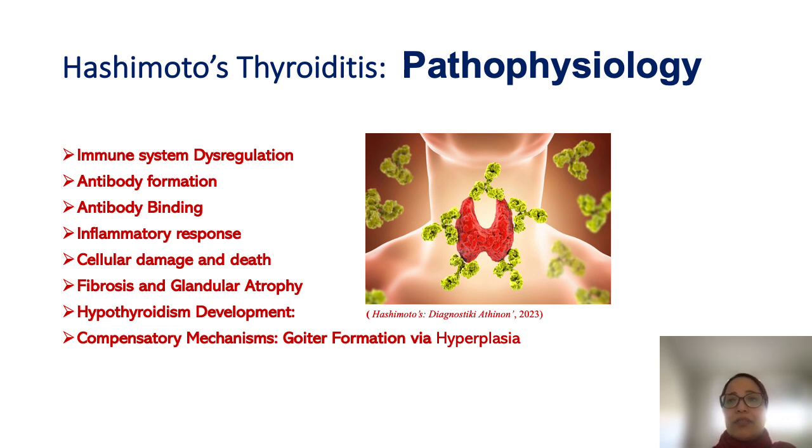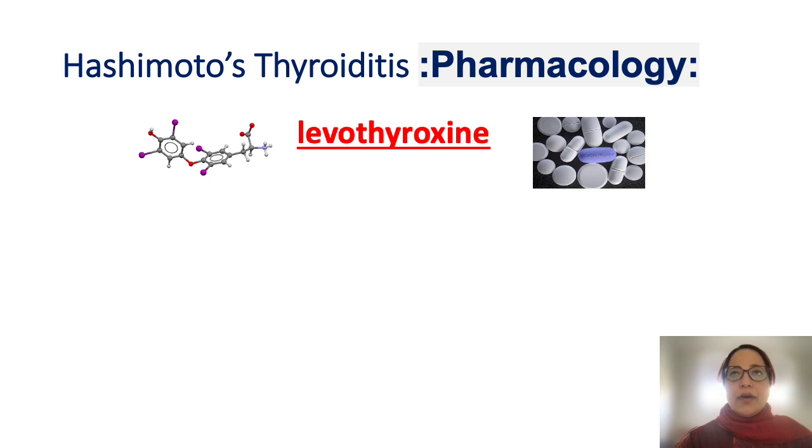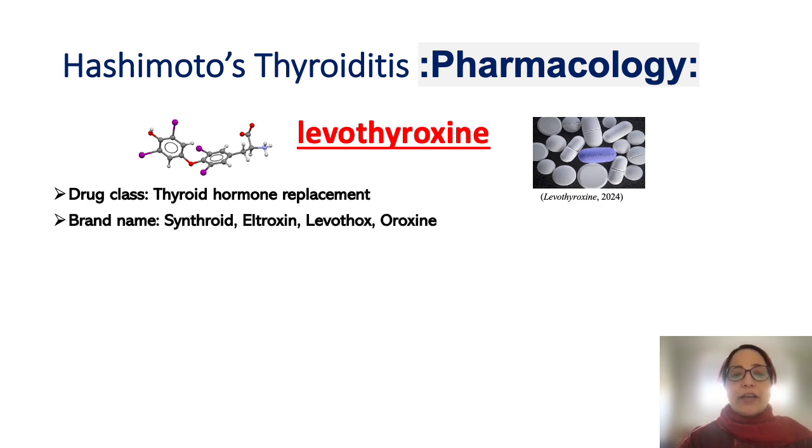Therefore, clinical manifestations presented in the patient for the same reason are fatigue, weight gain, hair fall, and enlargement of the thyroid as goiter, as presented in the case study. When the thyroid gland cannot create enough thyroid hormones T3 and T4 in people with Hashimoto thyroiditis, synthetic levothyroxine, one of the two primary hormones produced by the thyroid gland, is recommended as thyroid hormone replacement treatment. The drug class is thyroid hormone replacement. Brand names include Synthroid, Eltroxin, Levothyrox, and Oroxine.